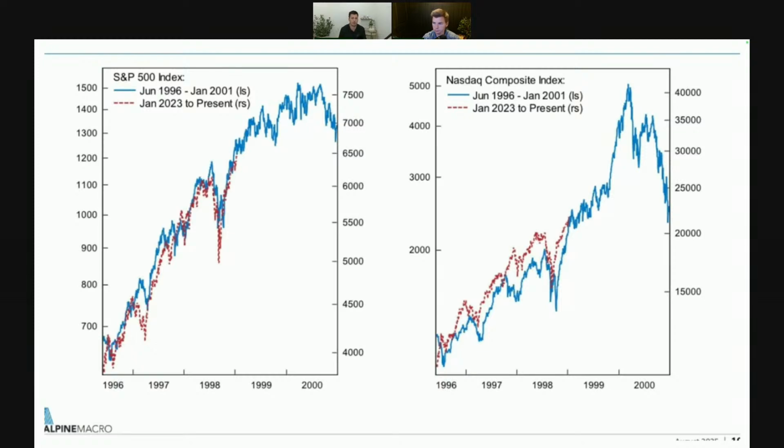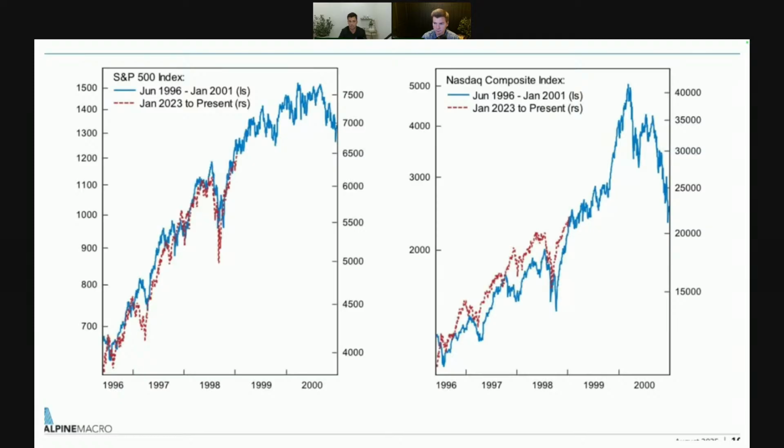But you can see here, overlaid with the 2000s dot-com bubble, on the left is the S&P 500, and on the right is the NASDAQ. And then overlaid in that red dashed line is the market that we're currently in. Does anyone else think that's a little bit spooky? It's the exact same market action for the most part that we saw in the dot-com bubble.